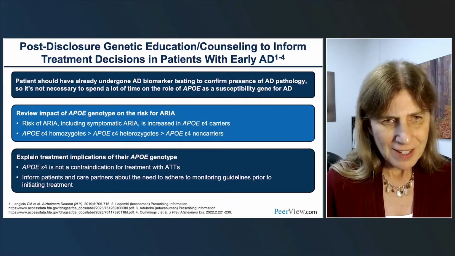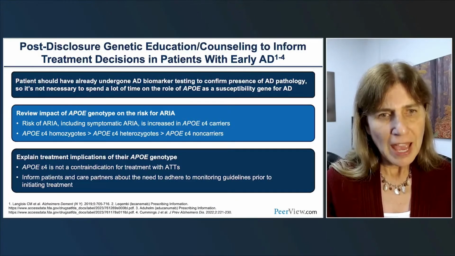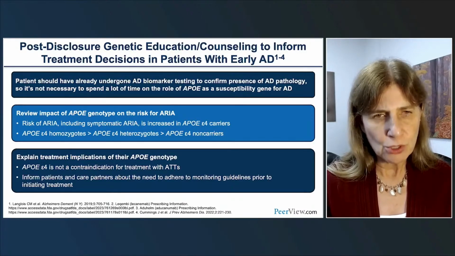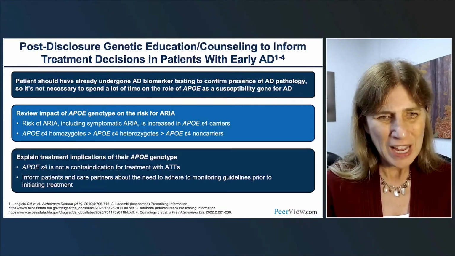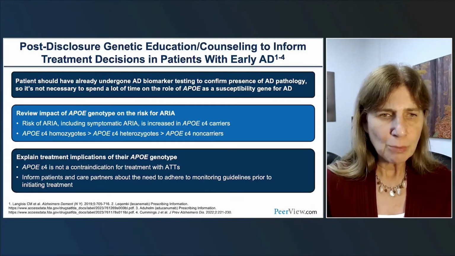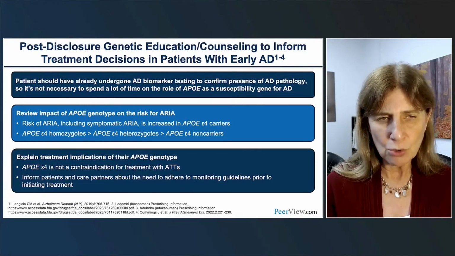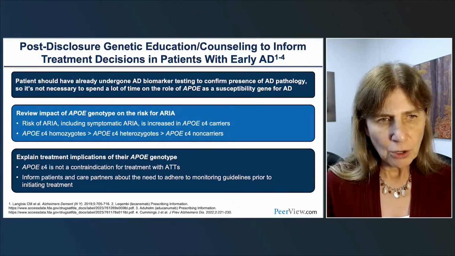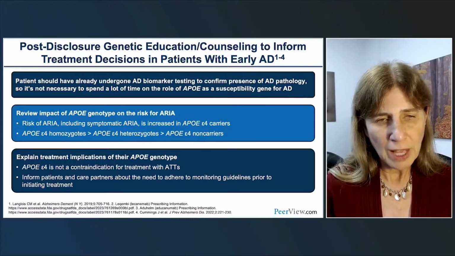You want to emphasize that a patient with any genotype can get ARIA, but they're more likely to if they have one, and even more so 2 copies of ApoE4. And so you need to be able to explain what ARIA is. You need to reassure people that it is mostly a radiologic finding without symptoms, but that symptoms can occur, and these are something that should be reported, and there's a monitoring and management plan for ARIA.